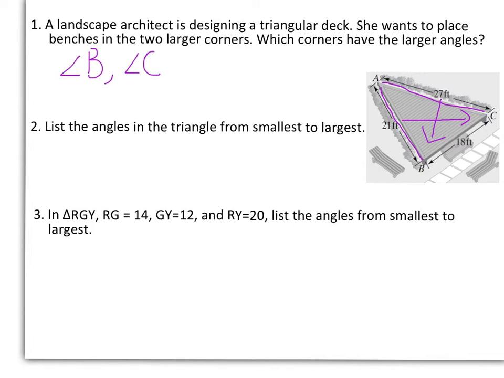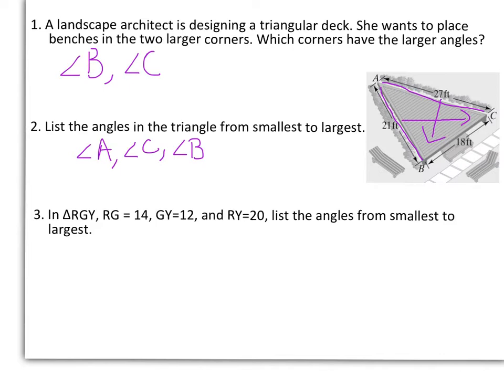Number 2, list the angles in the triangle from smallest to largest. So my shortest side is side BC, which is opposite angle A. So angle A is my smallest angle. Then angle C. And finally angle B.